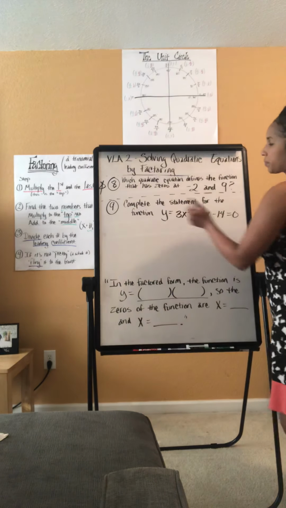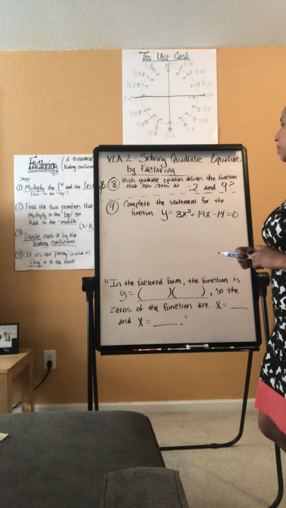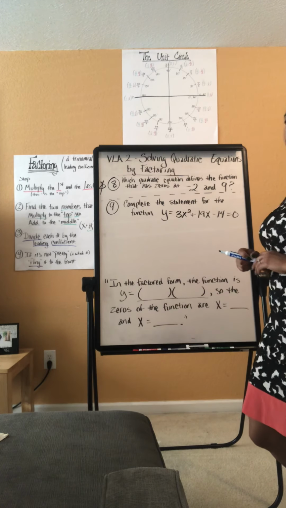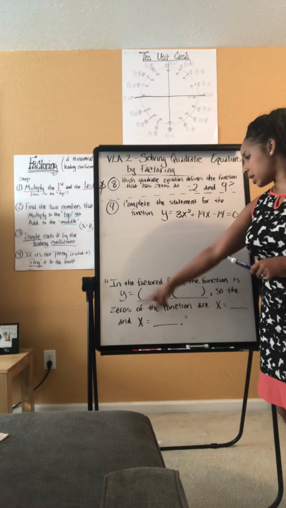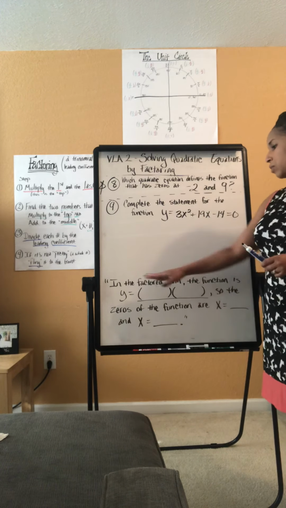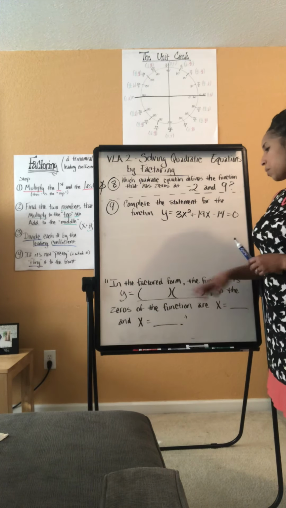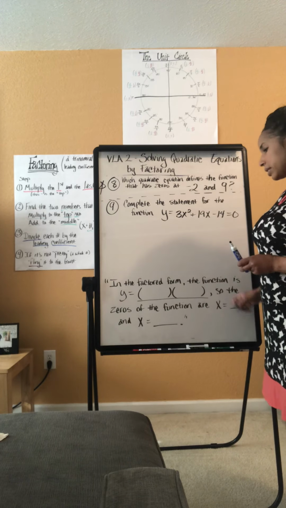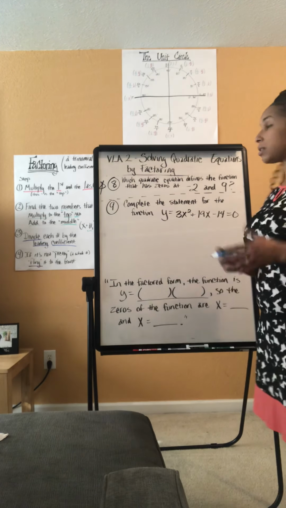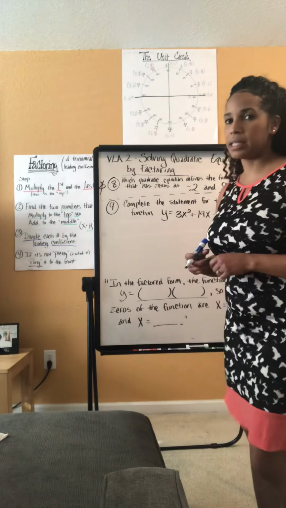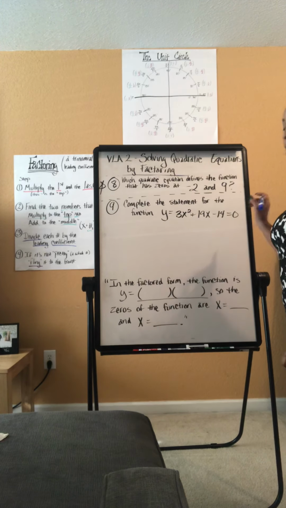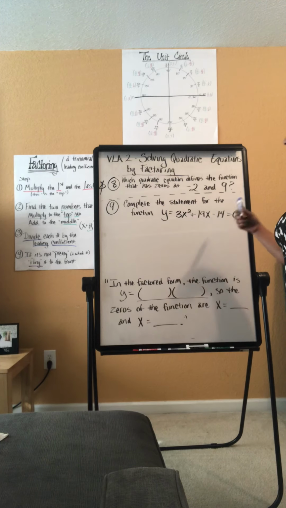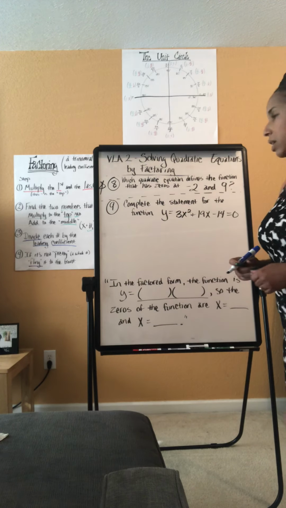On to number 9. Complete the statement for the function y equals 3x squared plus 19x minus 14 equals 0. So my statement is down here. It says, in the factored form, the function is y equals blank. So the zeros of the function are x equals blank and x equals blank. So we need to figure out what goes into those blanks. Our first step has always been to see if they have anything in common, but 3, 19, and -14 do not have anything in common.